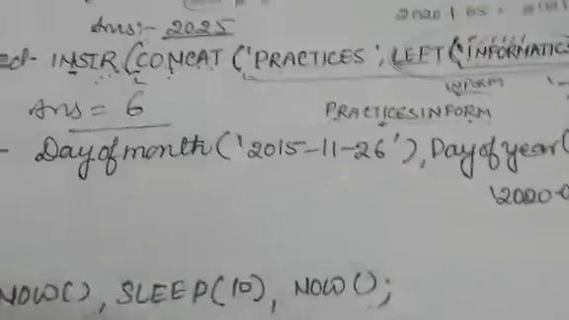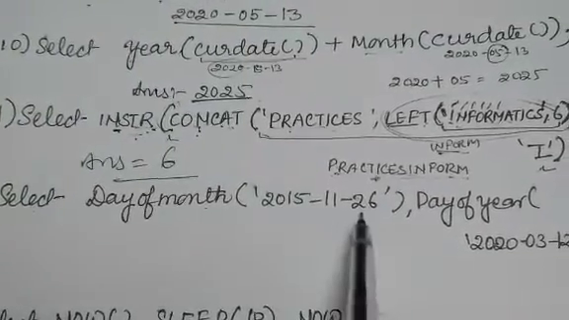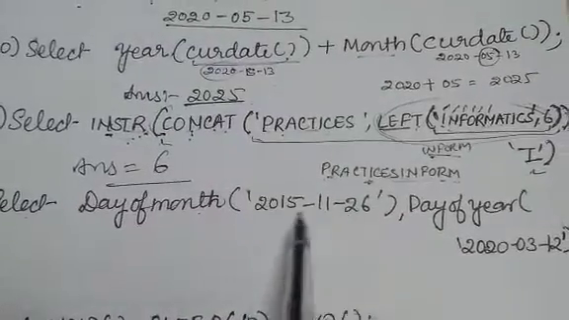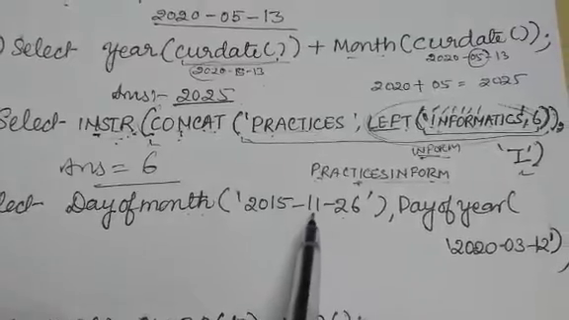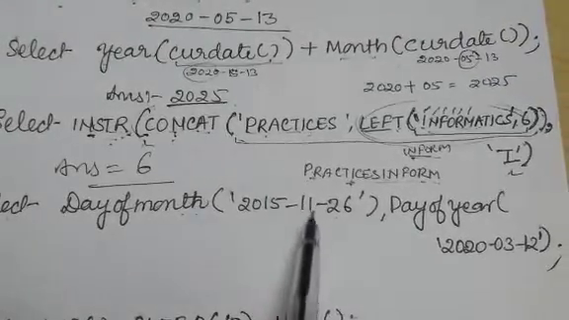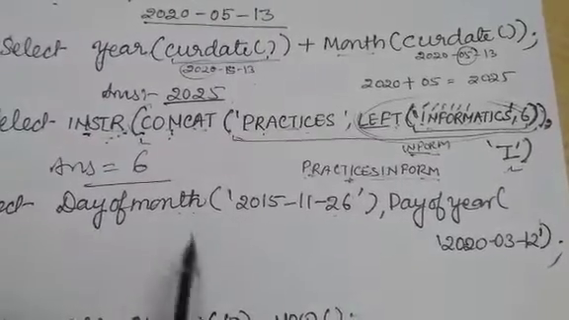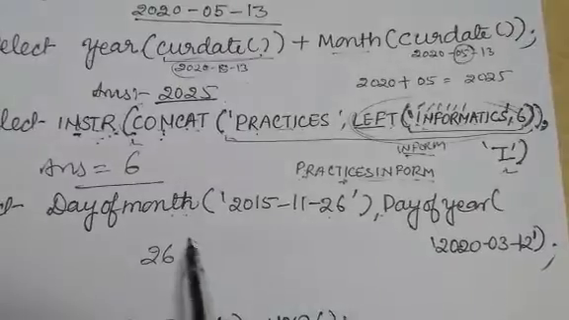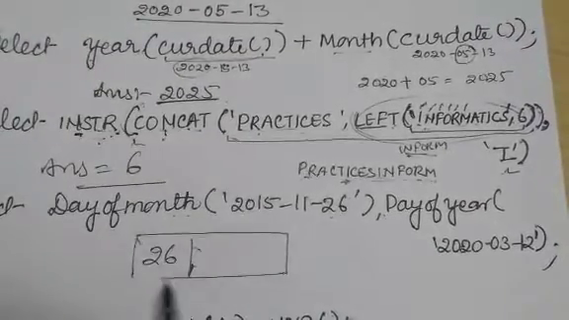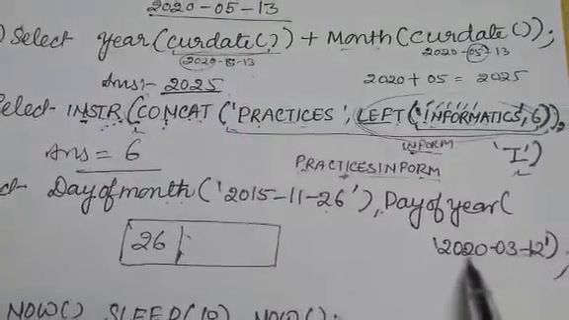Now next is select day of month and the date. So again read the date, and day of month will find out the date of that month. That is 11th month means November. So this is the 26th day of 11, means November. So it will be 26 here. And the second answer, instead of comma you can use tabular form. Day of year, this.